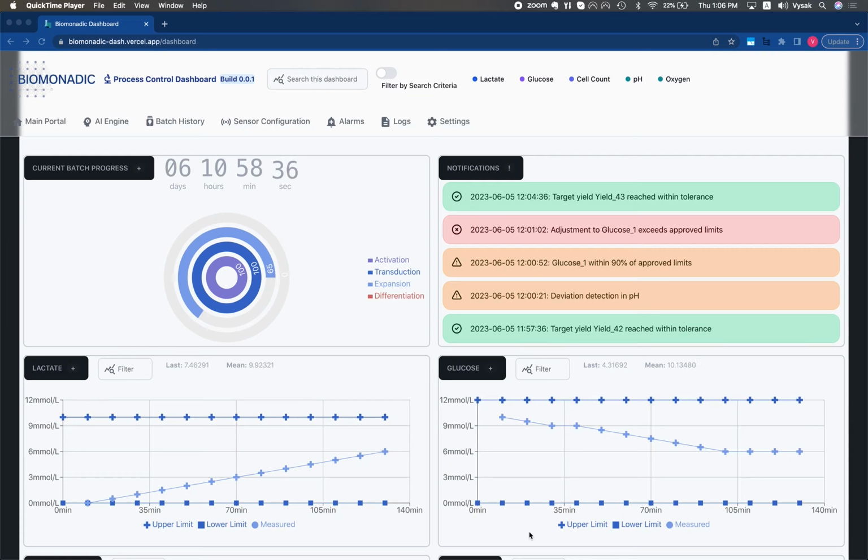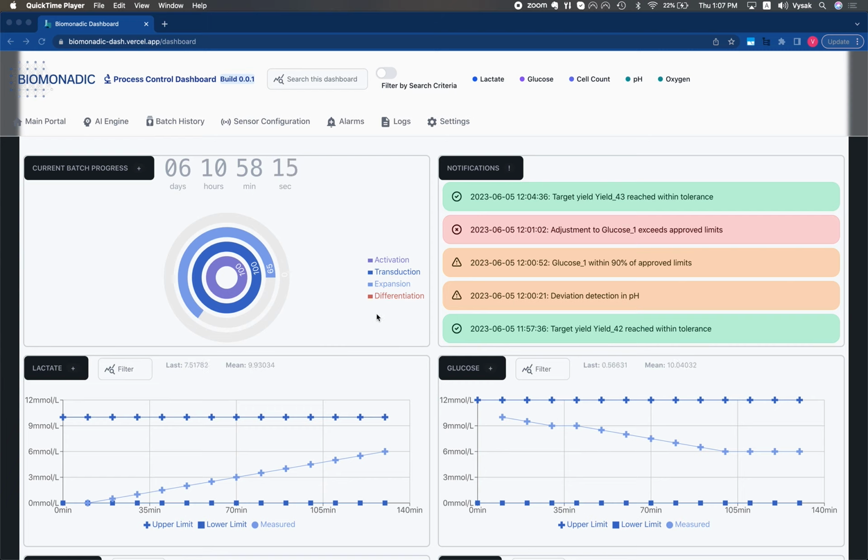We are Biomonadic, and this is our primary process control dashboard for the optimization of cell and gene therapy manufacturing. The goal of this dashboard is to illuminate what is currently a black box manufacturing process for cell and gene therapies, where input feeds are poorly understood and there isn't much process visibility into what's happening in terms of actions taken during the manufacturing process.